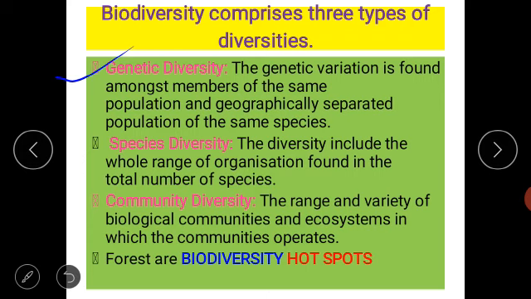Next is community diversity. The range and variety of biological communities and ecosystems in which the communities operate. It means the range and variety of biological communities and ecosystems in which communities operate. They are part of the ecosystem, so they are dependent upon each other and they operate depending upon the ecosystem.